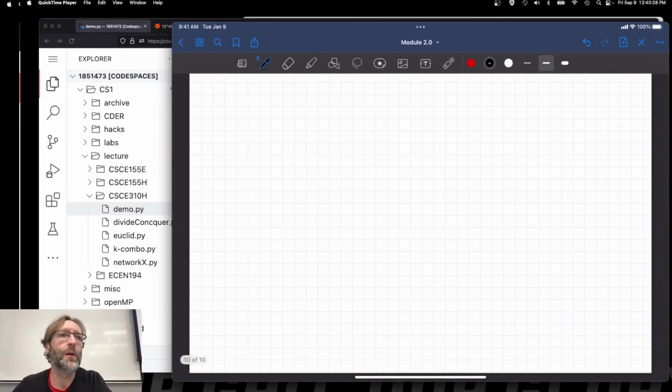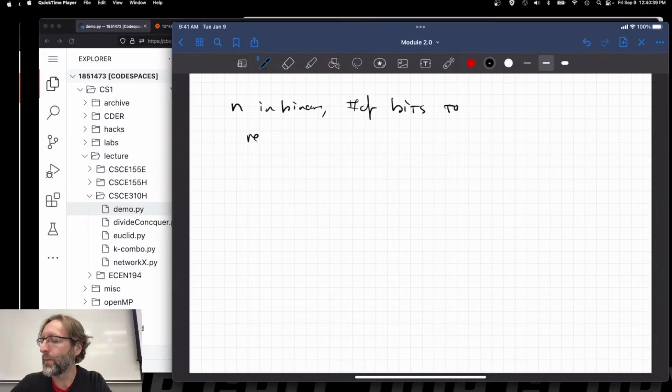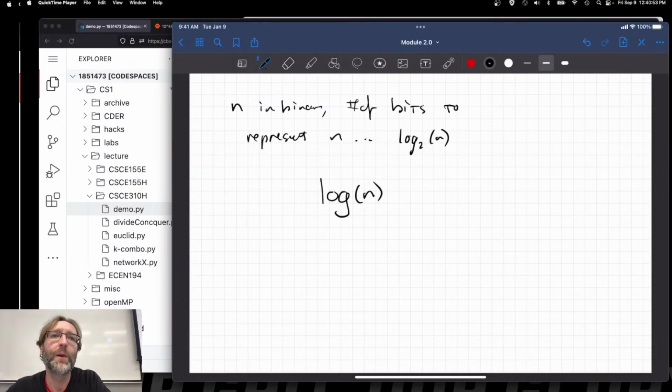But now let's think about a computer. Computer's not base 10. If I've got a number in binary, the number of bits to represent n is log base 2 of n. But as all self-respecting computer scientists, we never actually write the base, because all bases are the same within a constant. And our base is always going to be 2. So log 2, and of course, technically, you'd have to take the ceiling, but whatever.